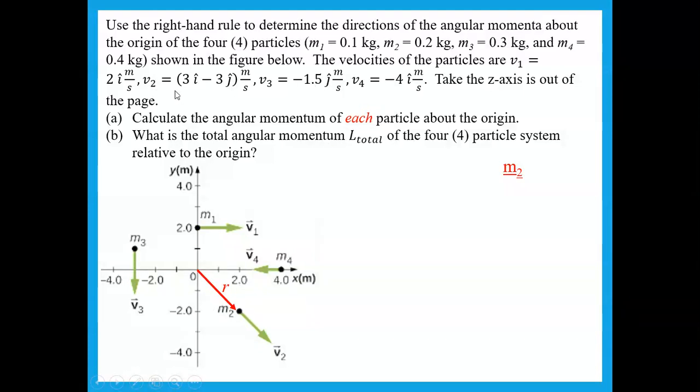Hopefully, as you're doing these types of problems, you can pay attention to the details. V2 here is given as 3x and negative 3y, which is also 45 degrees. So I'll show you how to do this formally for M2. But you notice because the distance here is 2 over and then 2 down, which is 45 degrees, and your velocity vector is 3 to the right and 3 down, these two vectors are parallel to each other, 45 degrees beneath the horizontal axis. So therefore, because they're parallel, they will actually generate no angular momentum. But I'll show you how to do it officially for this one.